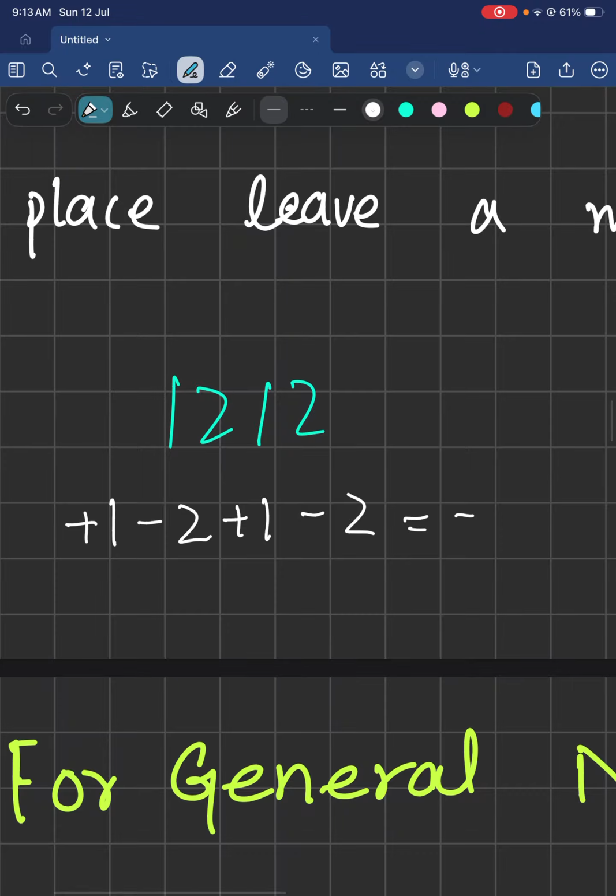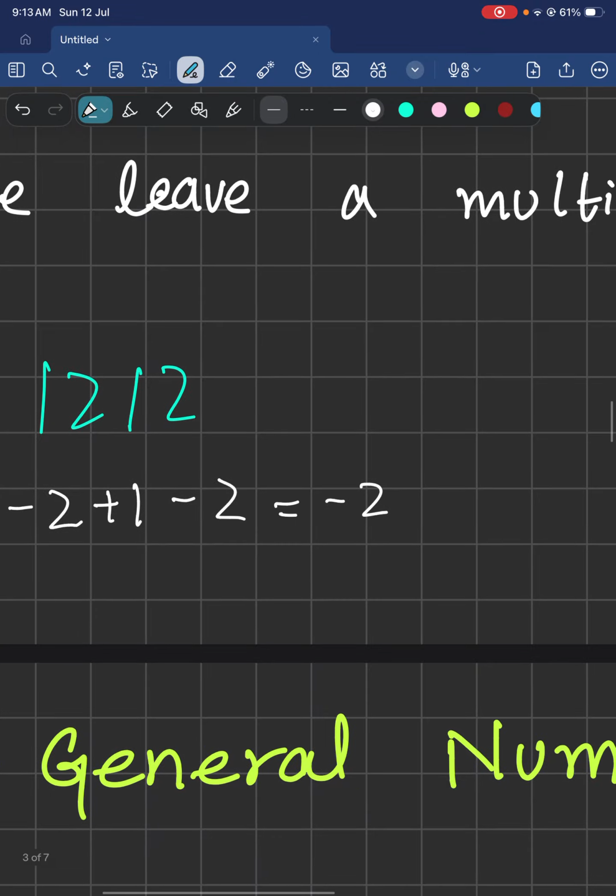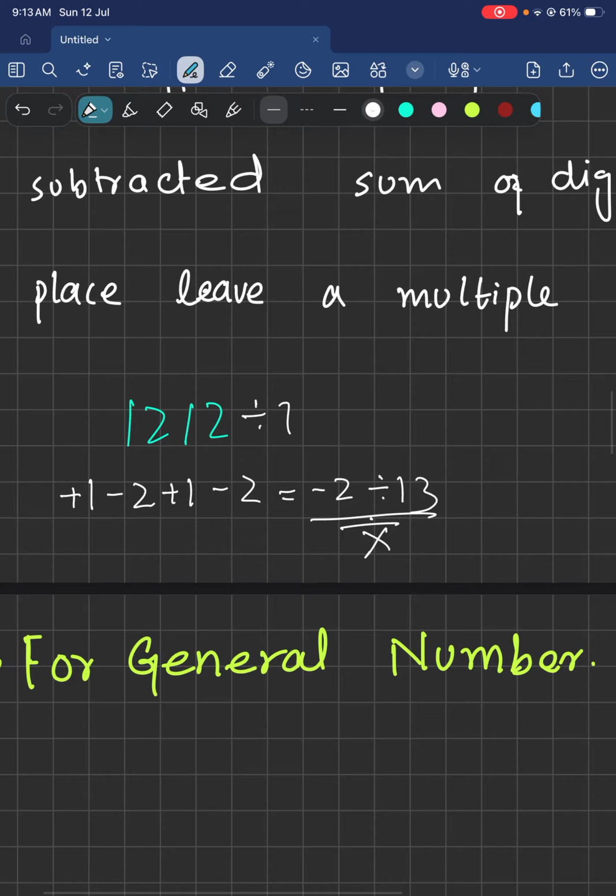So this leaves us with -2. -2 is not divisible by 11, therefore this number is not divisible by 11, therefore 11 does not divide this number.